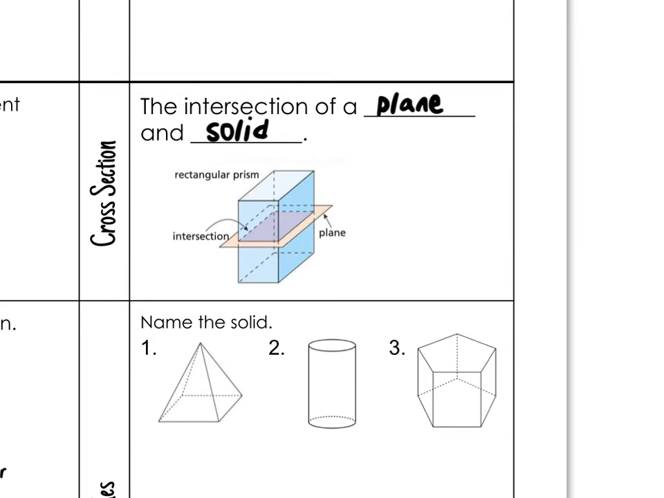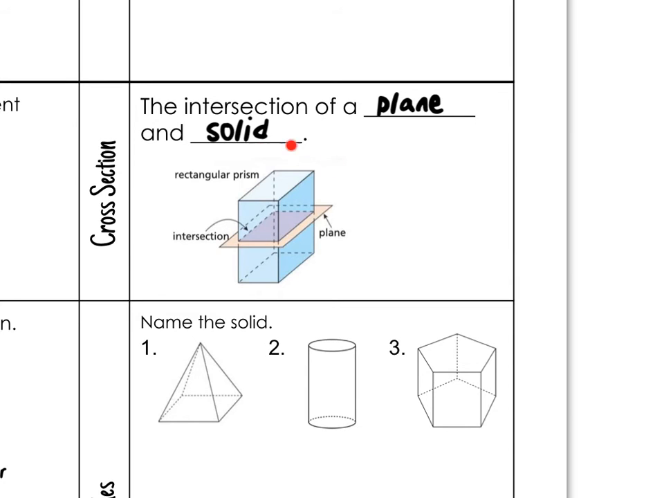Okay, so now for the next vocabulary word, we're going to talk about what a cross-section is. A cross-section is the intersection of a plane and a solid. So I want you to write those two words in the blanks.